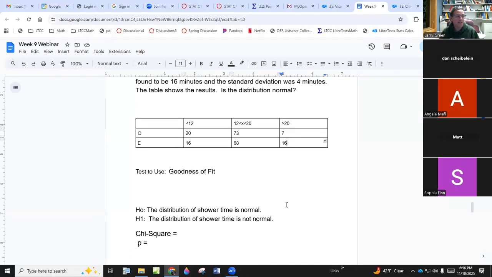Okay, so the test uses goodness of fit, and here is the hypothesis. H naught is that the distribution of shower time is normal. And H1 is that the distribution of shower time is not normal. This is really important because if you have a small sample size, you have to assume you have a normal distribution, but sometimes instead of assuming, you can run a goodness of fit test to find out if you do. Or find out if you don't, at least.